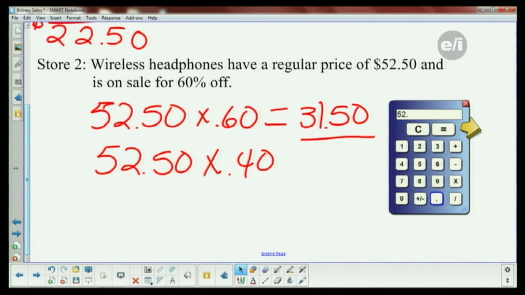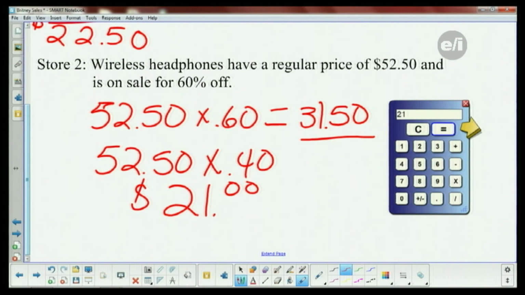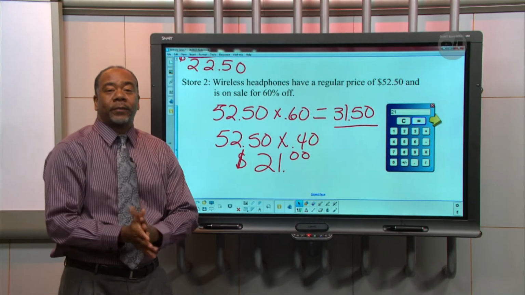52.50 times 40%. And yep, we get the same price, $21. Store 2 is the better deal. Hope that helped Brittany out.